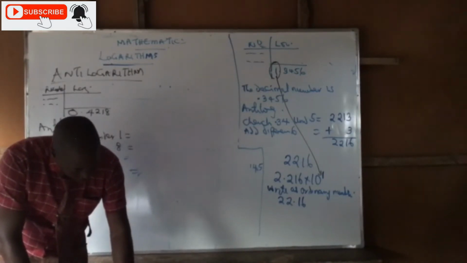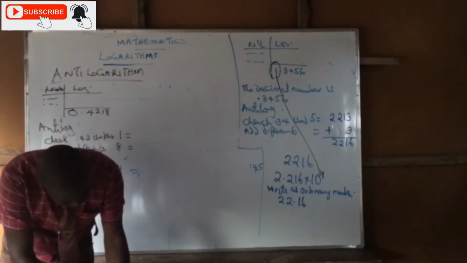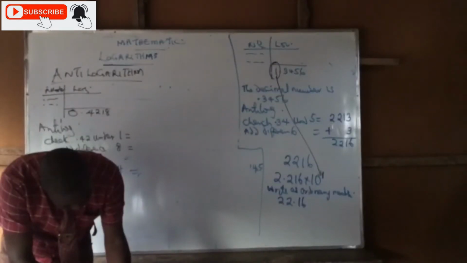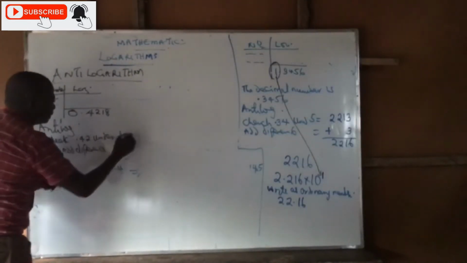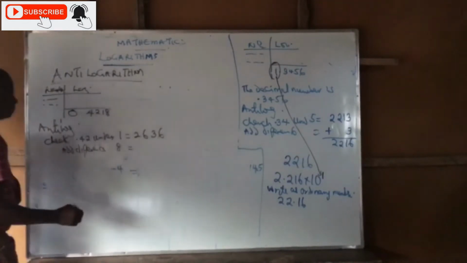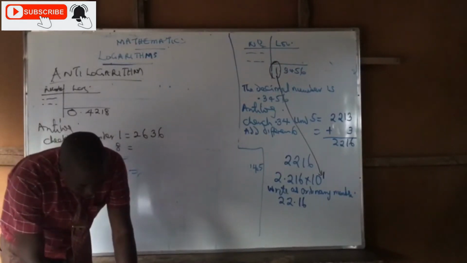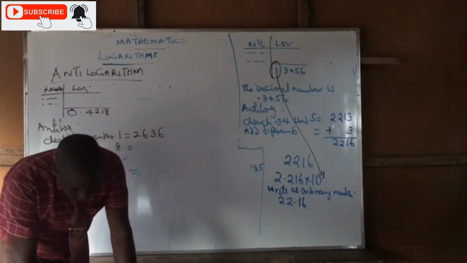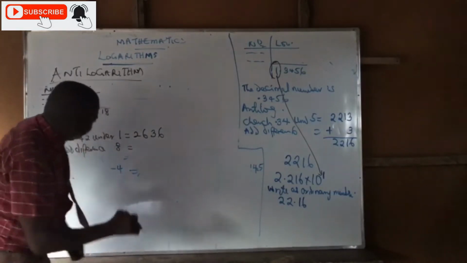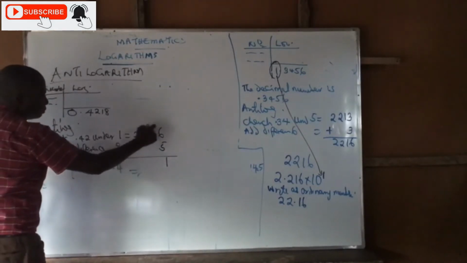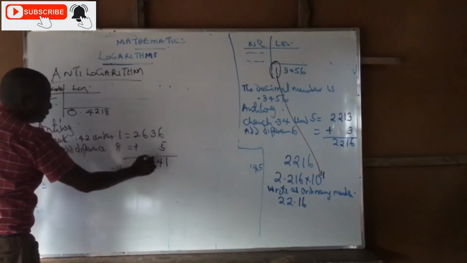0.42 under 1, it is 2, 6, 3, 6. Then add the difference of 8. We go there, we go under the difference. The difference of 8 is 5. We add 5. So it will now be 11, 4, carry 1, 6, 2.